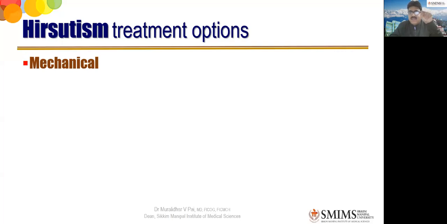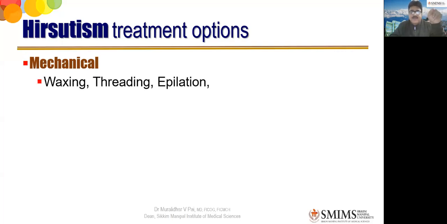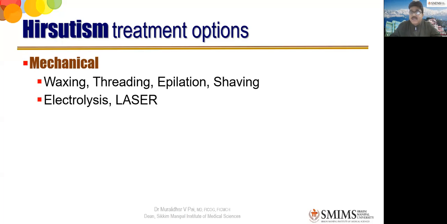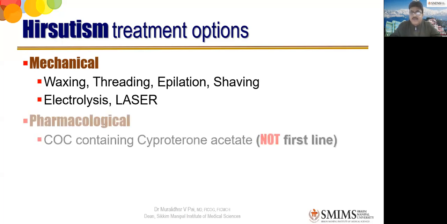The established hair has to be removed mechanically, either by waxing, threading, or epilation, and men have understood it clearly, shaving. But I know young girls and women would not like to use shaving, especially on the face, because they somehow feel that it will grow back faster. But it is not really so. Anyway, shaving I don't want to stress, but definitely waxing, threading. Better still would be electrolysis and laser. Permanently you get rid of the hair.